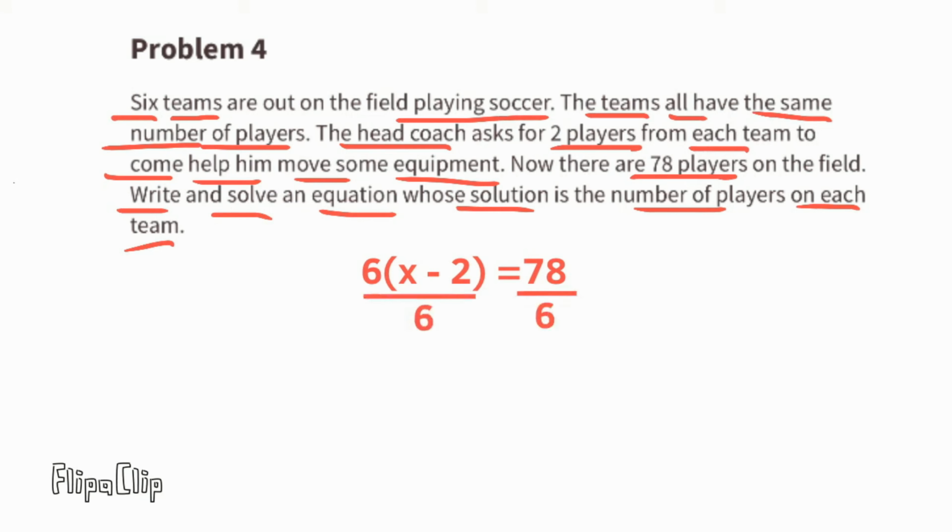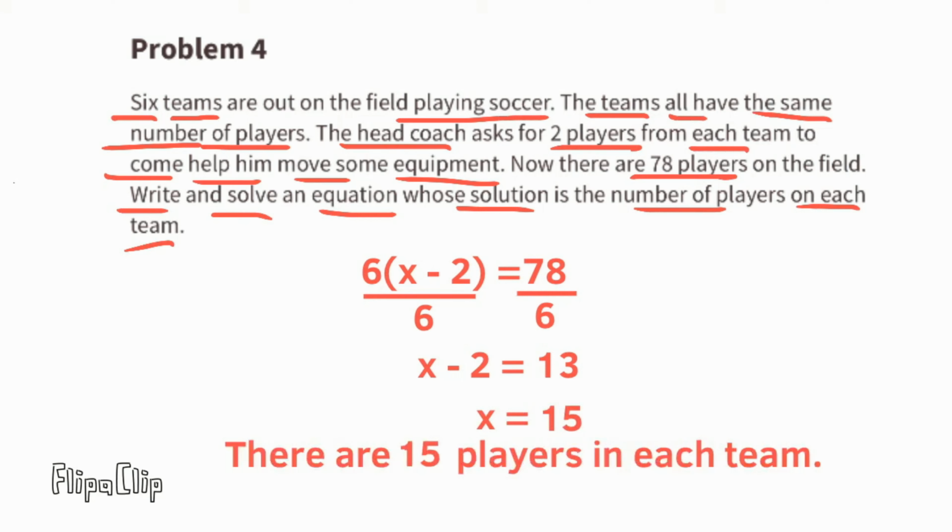Let's divide both sides by 6 so that we have x minus 2 on the left and 78 divided by 6 on the right. That leaves us with x minus 2 equals 13. Finally, we can add 2 to both sides. That leaves us with x equals 15. That means that each team has 15 players.